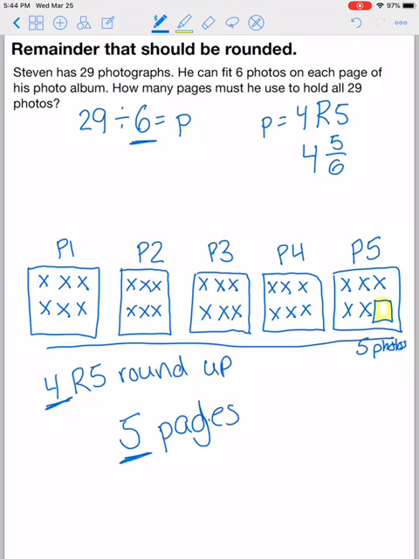So he has to put those photos on a different page. So it shows that he needs 5 full pages. So this is an example of the remainder that should be rounded.